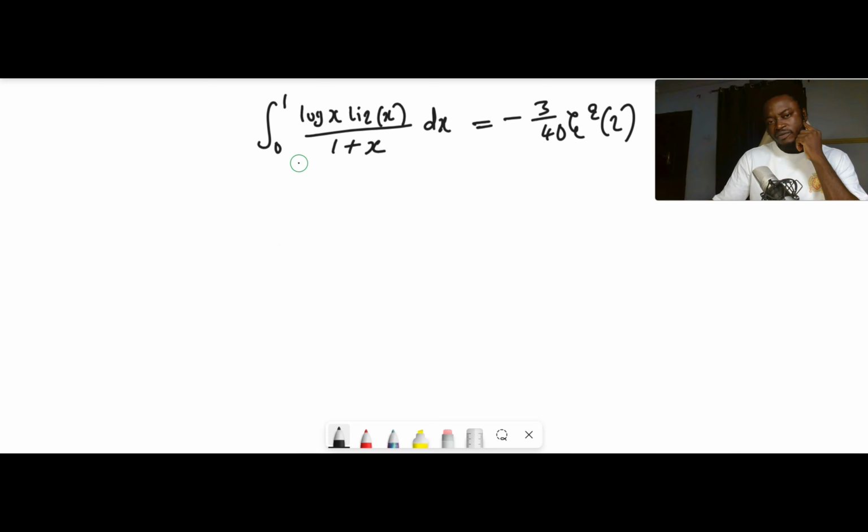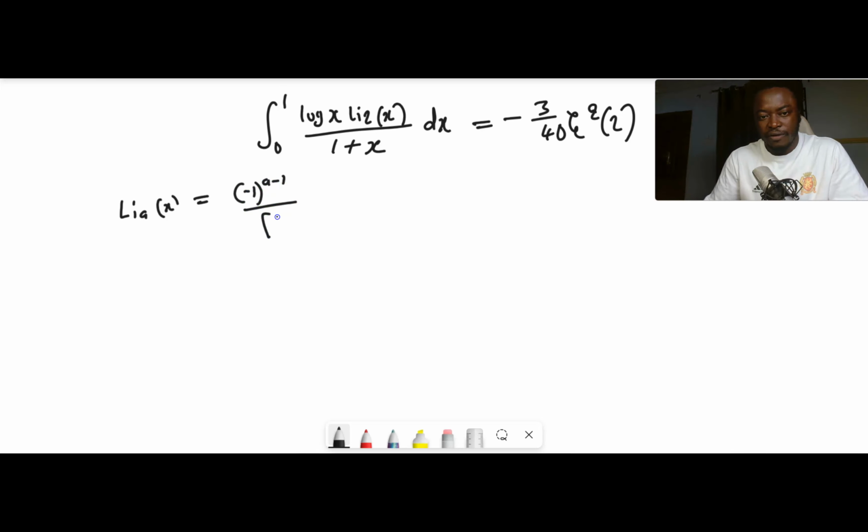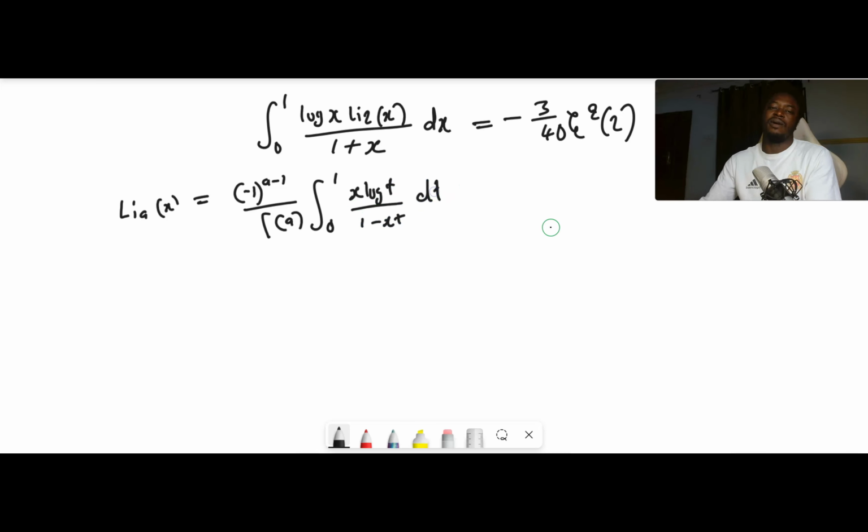In the previous video, we derived the general formula for the integral representation of the polylogarithms, and we did say that the polylogarithm of a of x is equal to (-1)^(a-1) all divided by gamma of a times the integral from 0 to 1 of x log t all divided by 1 minus xt dt, whereby in this our case we have the dilogarithm.